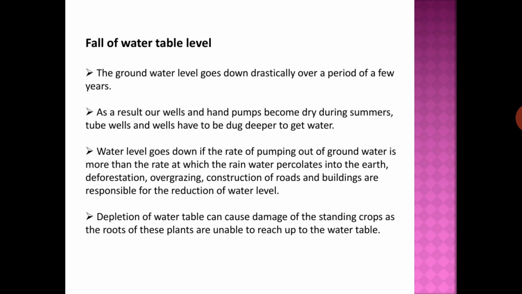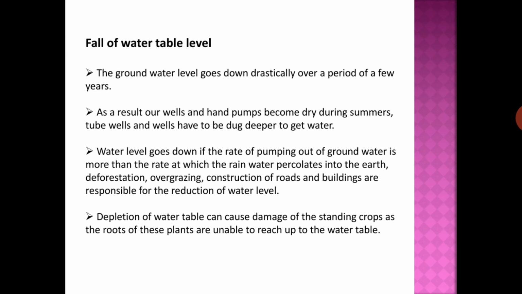So if we don't get water, we dig deeper into the ground to get water, and that also affects the groundwater level. The water level goes down if the rate of pumping out groundwater is more than the rate at which rainwater percolates into the earth. So when you dig more in the soil to get water, that decreases the groundwater level, right? It affects the soil's ability to percolate the water again.